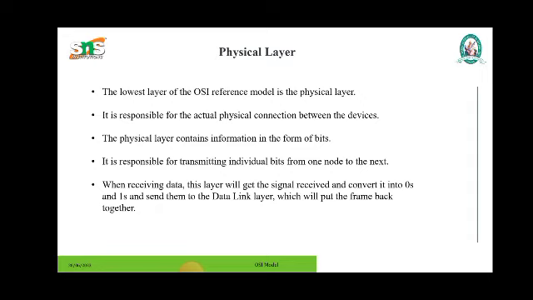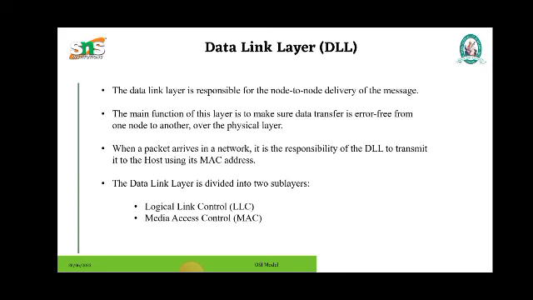The physical layer contains information in the form of bits, responsible for transmitting individual bits from one node to the next. When receiving data, this layer will get the signal received and convert it into zeros and ones and send them to the data link layer, which will put the frame back together.